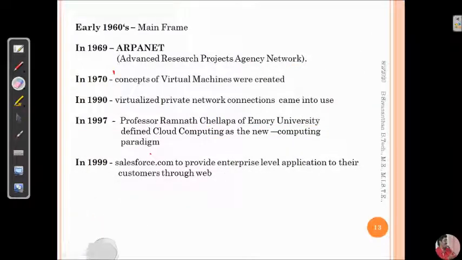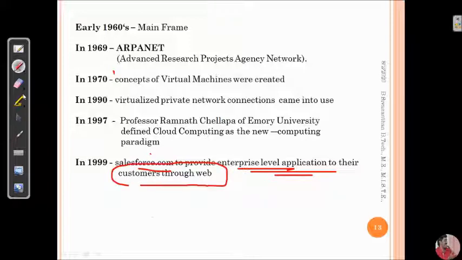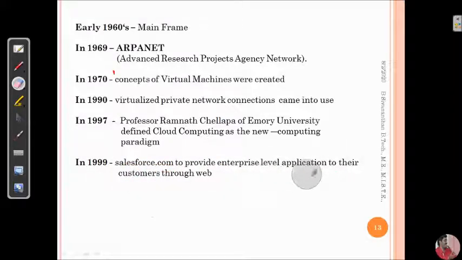In 1999, Salesforce.com, a software as a service provider, provided enterprise-level applications to its customers through the web. Salesforce.com was the first to initiate software as a service.